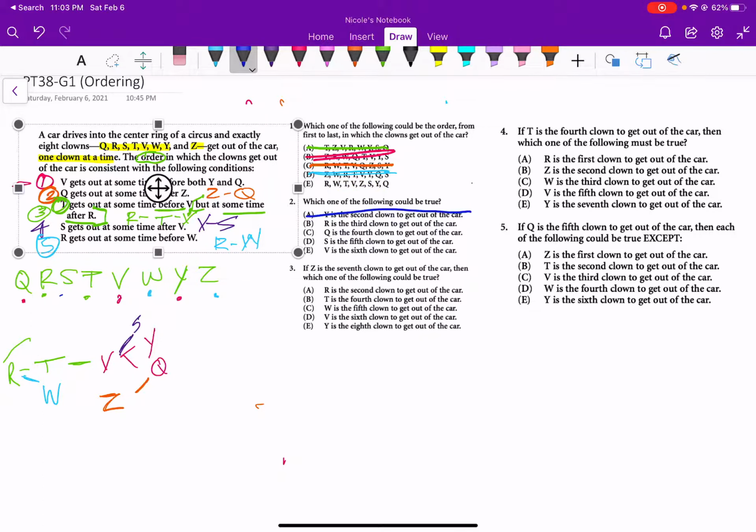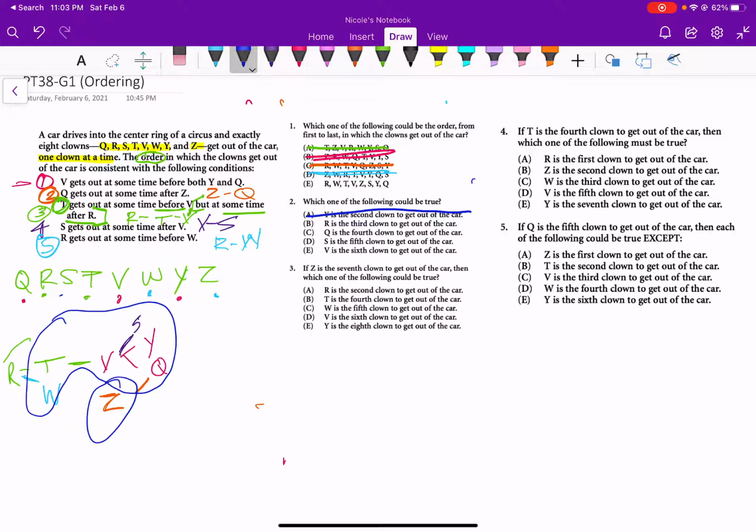What about R is the third clown? I don't think this one's going to work because R has to go in front of all of these, and the only one that could potentially go before R is Z. So the latest that R could be is second.